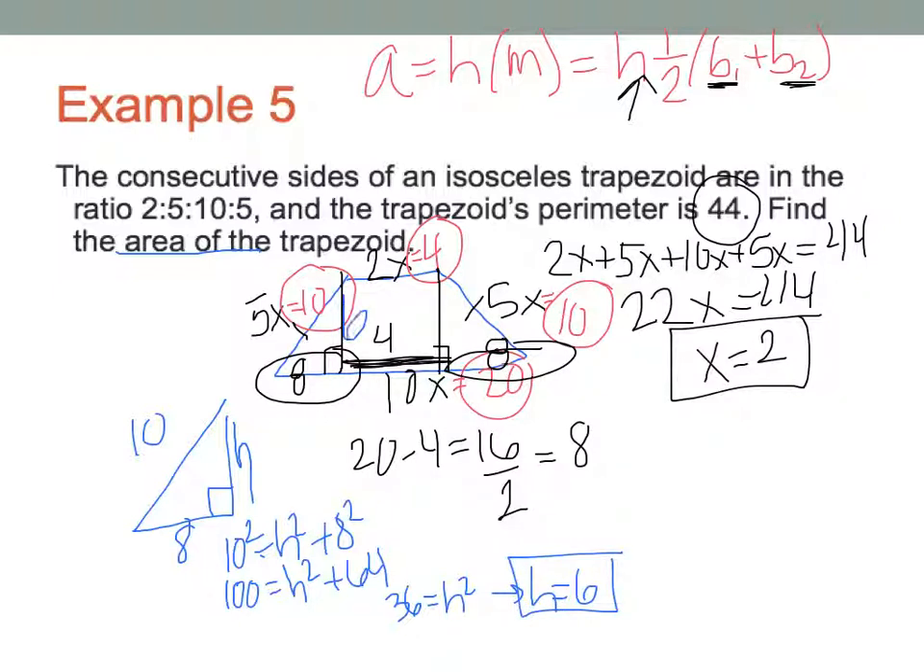It's 6. This looks messy, but let's start plugging it in. The height is 6, and I'm going to multiply it by my median, which is 1/2 times the sum of my bases. I have 4, and I have 20. Now once you do the math, and I don't have that much space here, you will get 72 units squared.